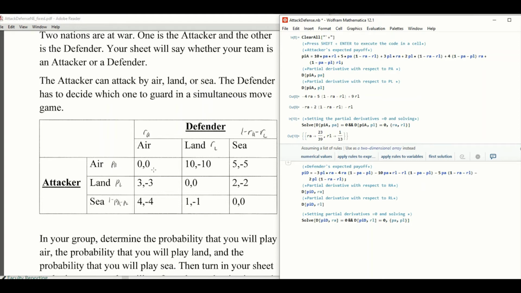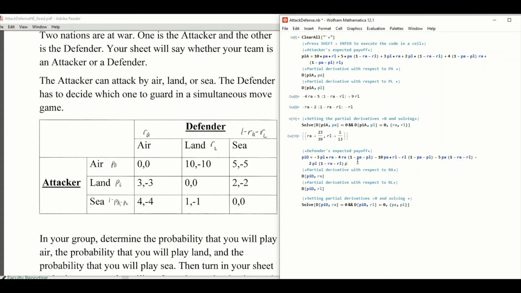They could get minus 3 with probability PL times RA. So you have minus 3 times PL times RA. So I type out minus 3 PL times RA. They could get minus 4. That was probably RA times 1 minus PA minus PL. So 4 RA times 1 minus PA minus PL. And I also have minus 10 times PA times RL. I type that out over here, and so on. So you just do that for all these terms in the table.